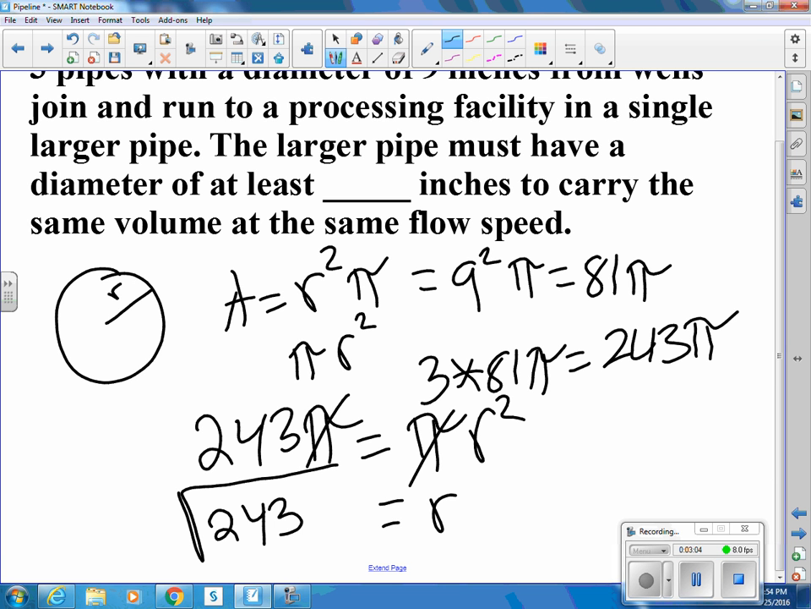Square root of 243 is 15.6. So it's got to be greater than 15.6 inches for the radius. So maybe they have a 16-inch pipe. Maybe they go up to 18. Anyways, just depending on what they think their future needs are going to be.